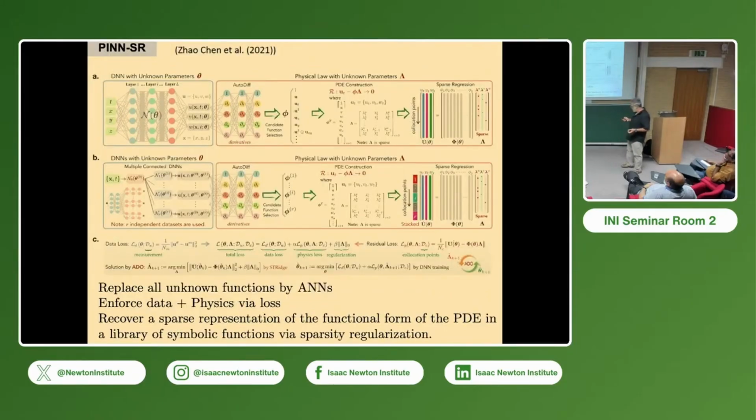Another popular method out there is sparse PINNs, and the idea is to replace all the unknown functions by neural networks, enforce the data and the physics into some loss for your neural network, and then recover a sparse representation of the functional form of the PDE in a library of symbolic functions via sparsity regularization. So if you're into deep learning, this is the kind of framework that you will use. The first one was more like compressed sensing.